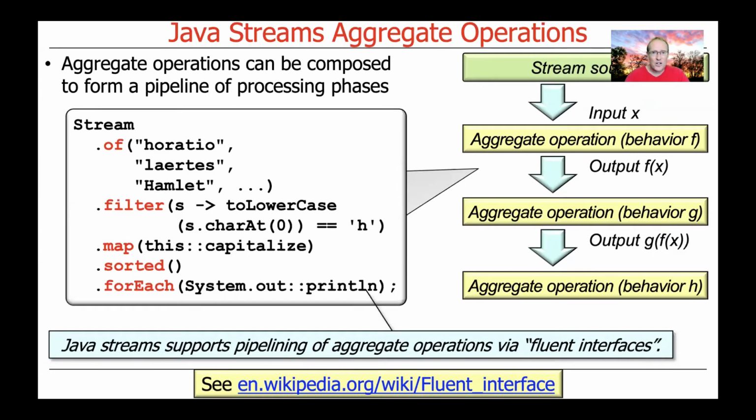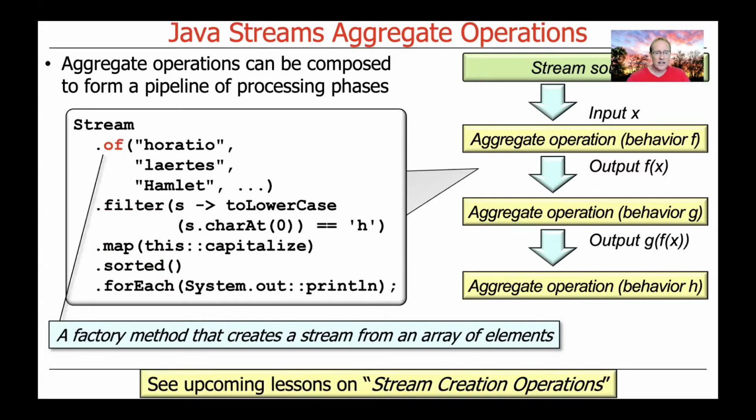The way this works syntactically is by using a mechanism known canonically as the fluent interface pattern. Fluent interfaces have been around before Java streams, and the concept is a very popular pattern. You see this used all over the place in practice, so this will be something that you'll just have to get used to. If you want to read more about the fluent interface pattern, take a look at the link at the bottom of the slide. But basically, let's look at an example here.